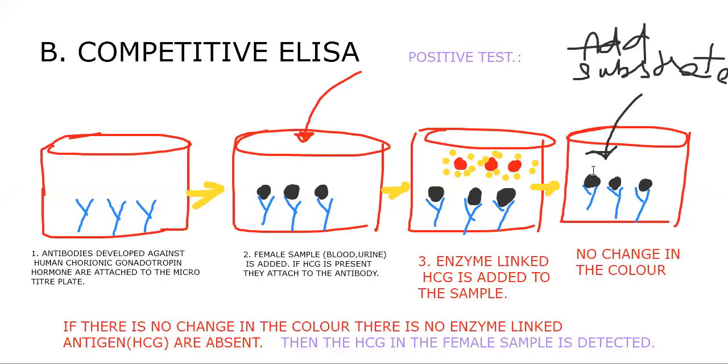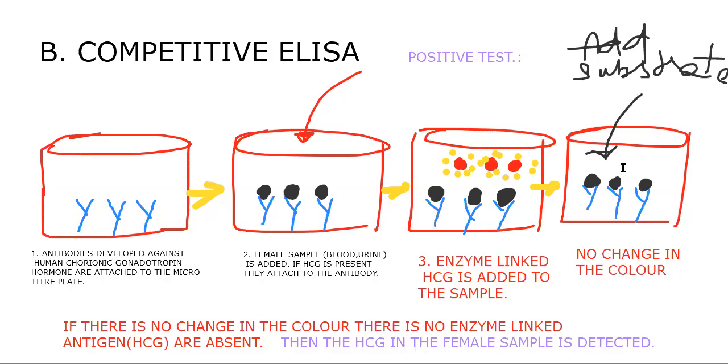Okay, then add substrate. Why can't you see these red dots? The enzyme linked HCG is not in the next sample. You should understand we absorbed the free fluid. When we absorb the free fluid, they are gone. Then we add substrate. No change in the color.